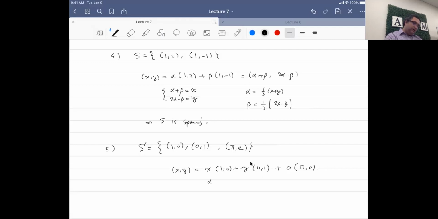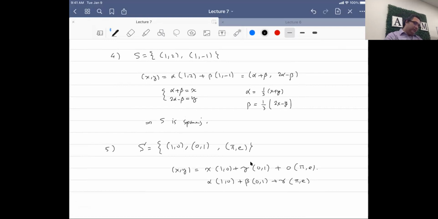We can write alpha times (1, 0), plus beta times (0, 1), plus gamma times (pi, e), right? And the question was, is this the only way? That's a very good question. Because now that we're adding one more, this is one selection: alpha equals x, beta equals y, gamma equals 0. Most likely the answer is no, there should be more than one.